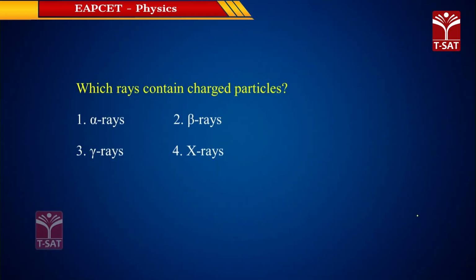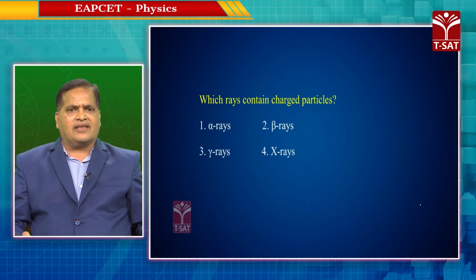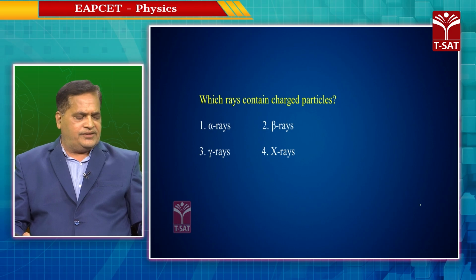Which rays contain charged particles? Here alpha rays, beta rays and gamma rays. Alpha, beta, gamma. Here alpha and beta are charged, that is, they are diverted, okay, in positive and negative side directions.